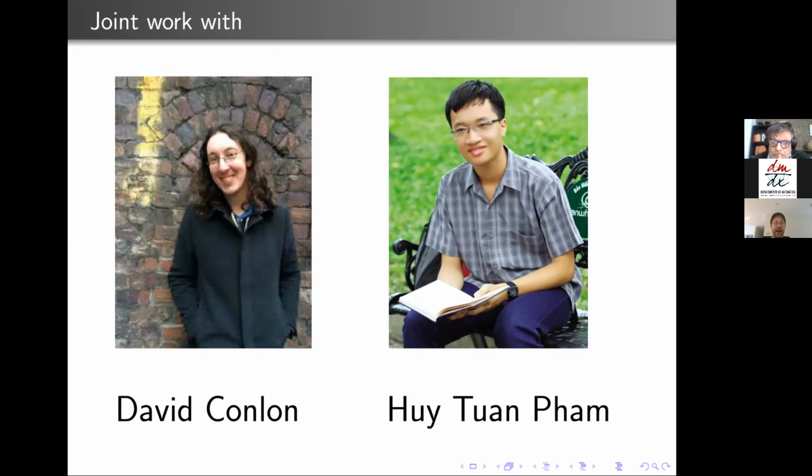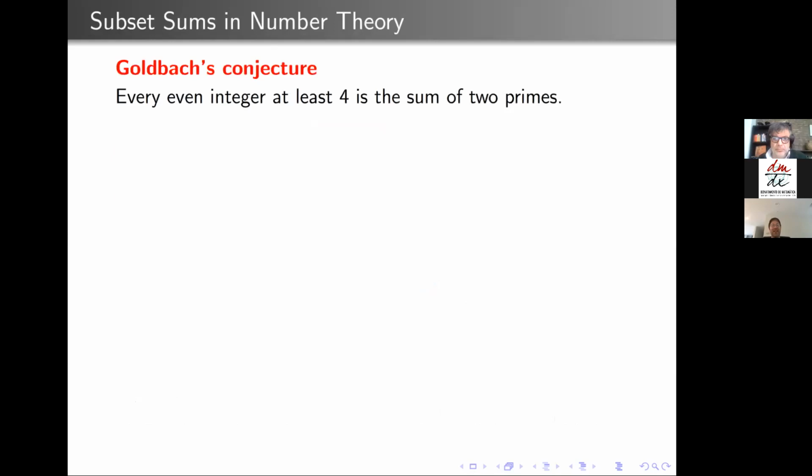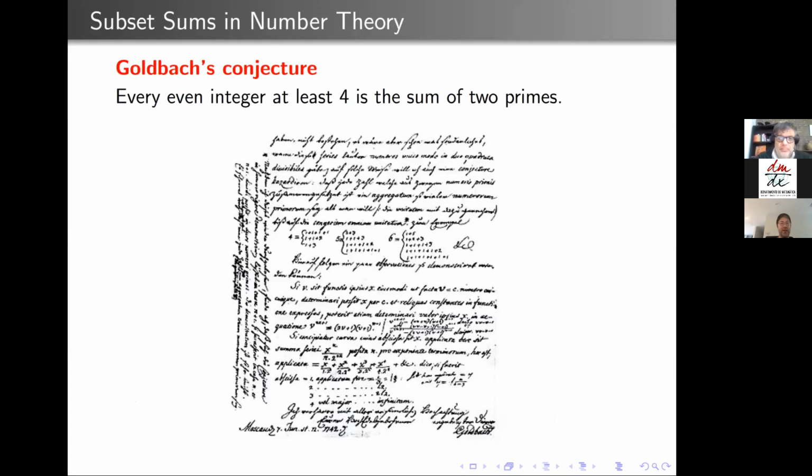So subset sums, problems around subset sums go back hundreds, if not thousands of years. And there are some very famous problems around subset sums in number theory, including Goldbach's conjecture that every even integer at least four is the sum of two primes. This is a page from Goldbach's work where he states this conjecture.